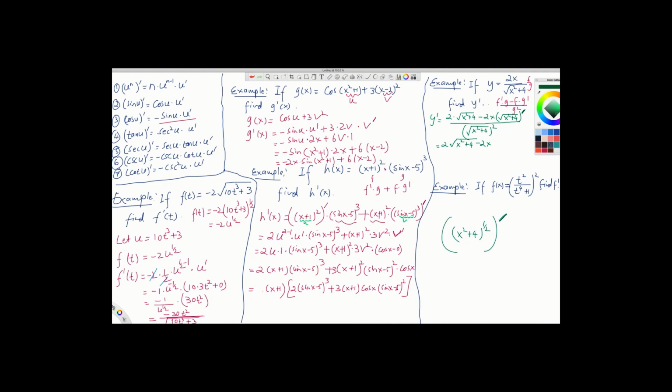You can think of this as the inside of the parenthesis being u, so it is like u to the 1/2, right? Basically what you have is u to the 1/2, and then prime, right? What is the formula for that? You use formula number 1 there. That will be 1/2 times u to the 1/2 minus 1 times the u prime, right? So 1/2 and then u to the negative 1/2 times, what is u prime? u is x squared plus 4, so that will be just 2x.